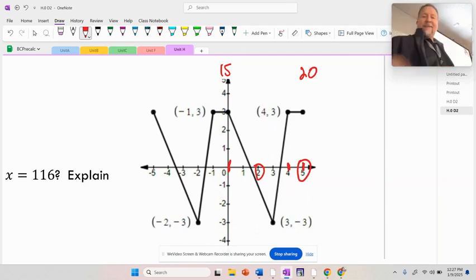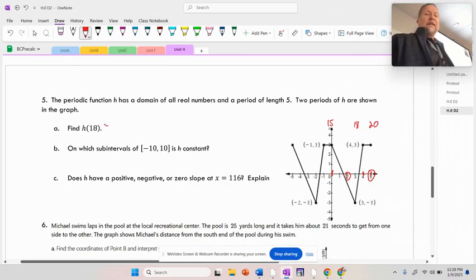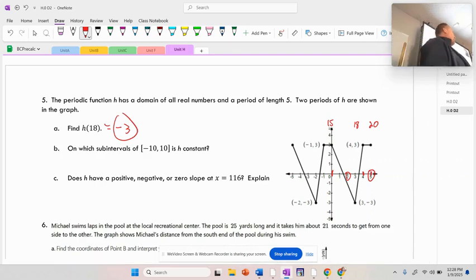Anyway, 15, 16, 17, 18. So who does 18 mirror? 3. 3 comma -3. So 18 comma -3. See how you do that? These are fun little questions. Well, I find them fun.